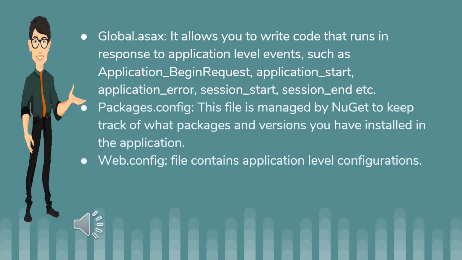Global.asax allows you to write code that runs in response to application level events, such as Application_BeginRequest, Application_Start, Application_Error, Session_Start, Session_End, etc. Packages.config. This file is managed by NuGet to keep track of what packages and versions you have installed in the application. Web.config file contains application-level configurations.